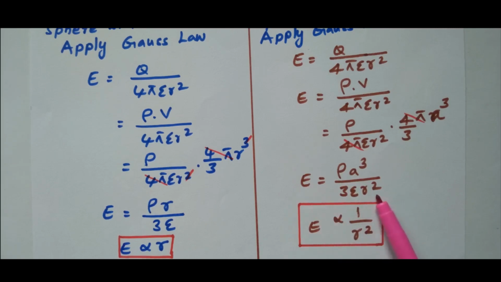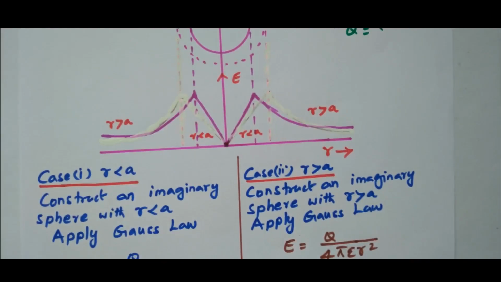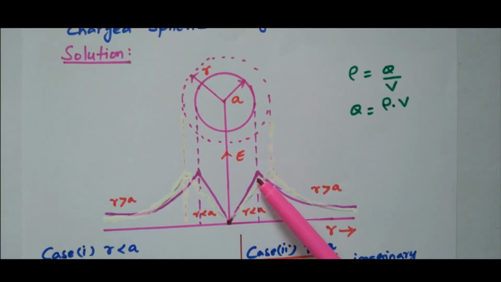See the relation between E and R. E is directly proportional to 1 divided by R square, that is, inversely proportional to R square. When the radius increases, E decreases in a square manner. See this, that will be reflected in the diagram. So here it is maximum. When R increases, the electric field intensity decreases, not in a linear manner but in a parabolic manner, because E is directly proportional to 1 by R square. It keeps on decreasing on both sides.